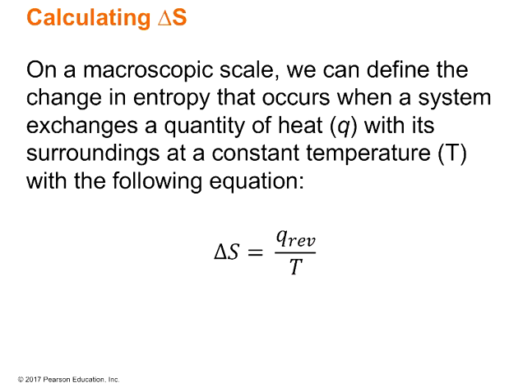So now we can actually calculate a change in entropy. On a macroscopic scale, we can define the change in entropy that occurs when a system exchanges a quantity of heat Q with its surroundings at a constant temperature with the following equation. So delta S, or the change in entropy, is equal to the heat that's exchanged, which is reversible, so that's why there's that rev there, divided by a temperature. Okay.